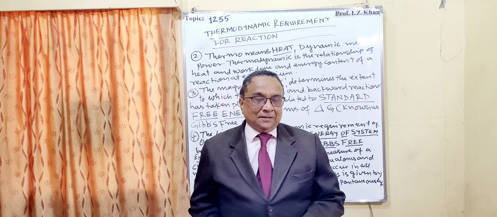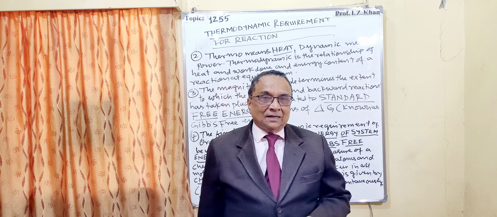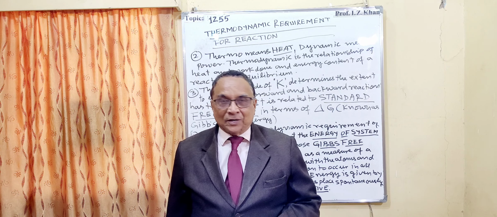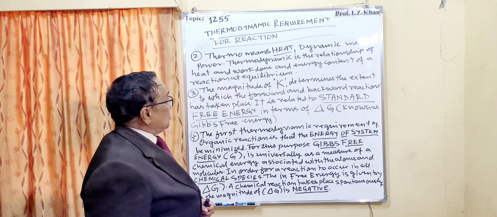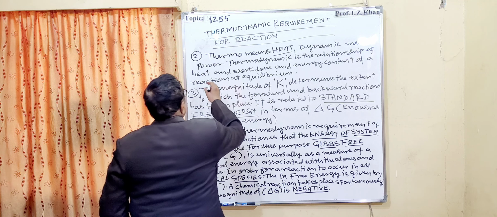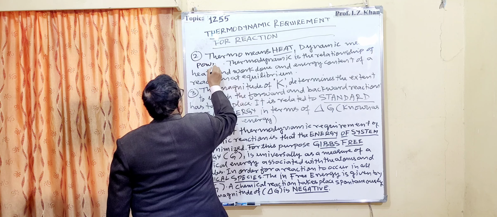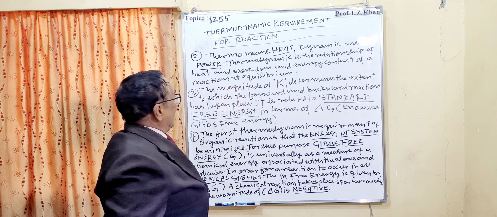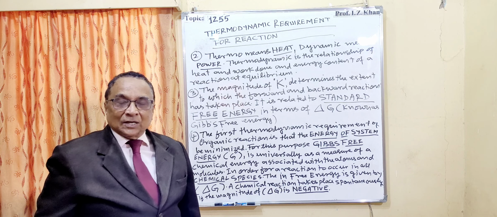So Gibbs free energy plays a very important role. If the magnitude of Gibbs free energy is not negative, then the reaction will not be spontaneous. So here that is what I have given. And number 2, thermo means heat, dynamic means power. And thermodynamics is the relationship of heat and work done and energy content of a reaction at equilibrium.